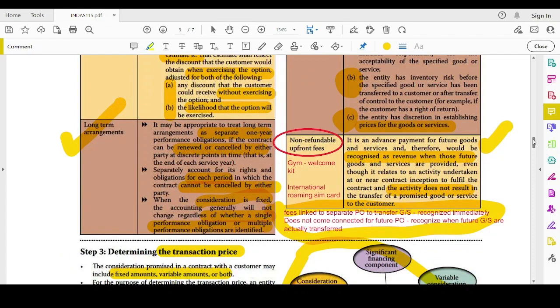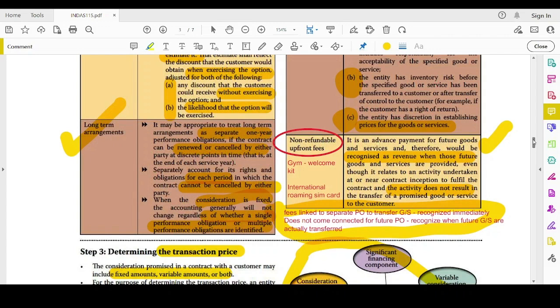Long-term arrangements would mean that if I have entered into a contract with you for a 5-year period, and at the end of each year I have an option to discuss with you either to renew or cancel, at the discretion of both the supplier and the customer, then there is no point in recording the 5 years as a performance obligation. What the standard says is that it would be equal to recognizing separate contracts for each year.